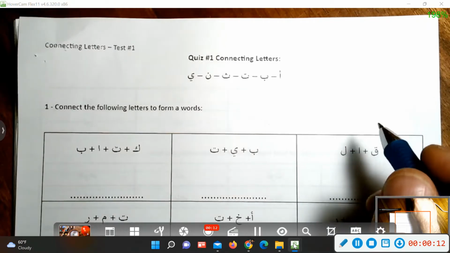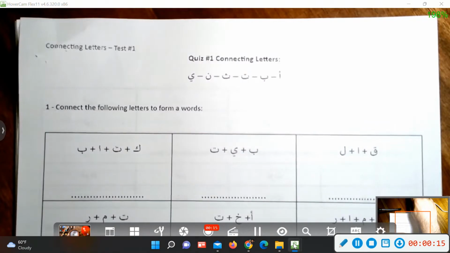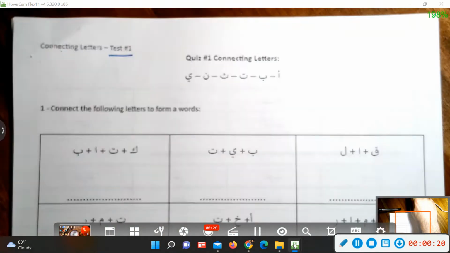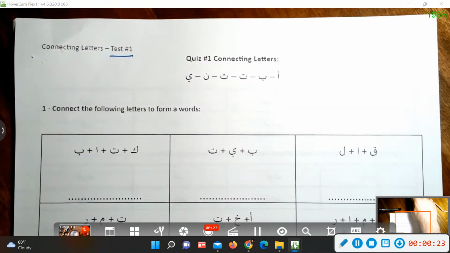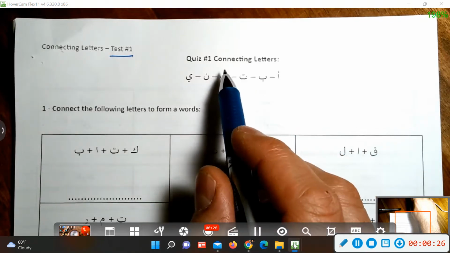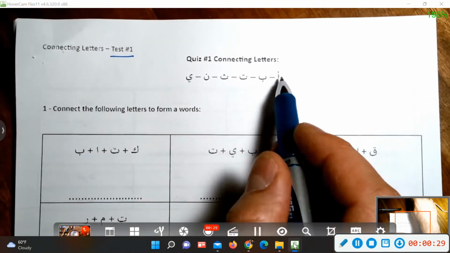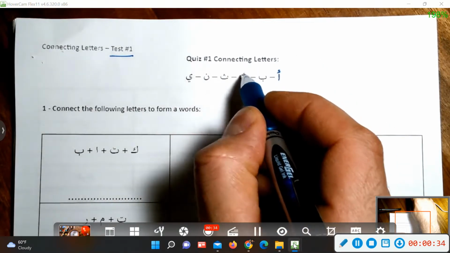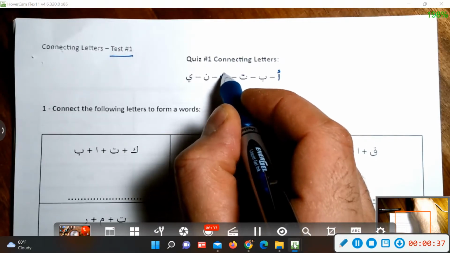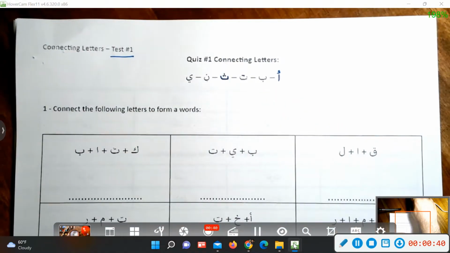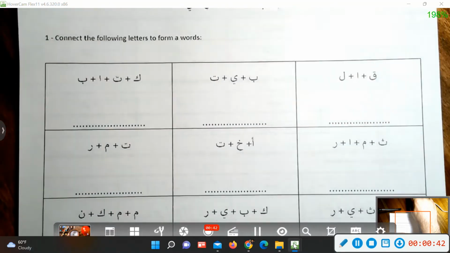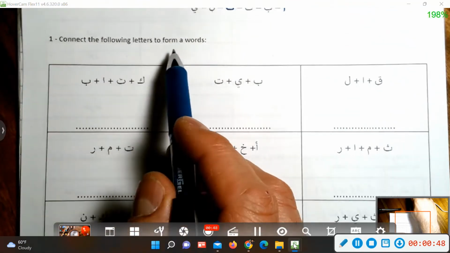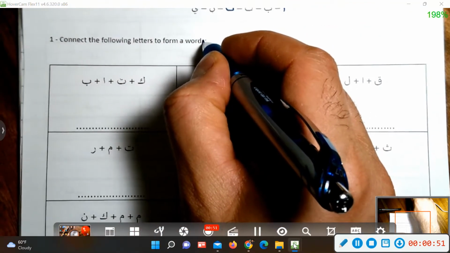In another video, this time we're going to work on the first test we have, after the first video, which is connecting the letters alif, ba, ta, tha, noon, and ya. In this test, we're going to start with the first question. Connect the following letters to form a word. Excuse my typo.